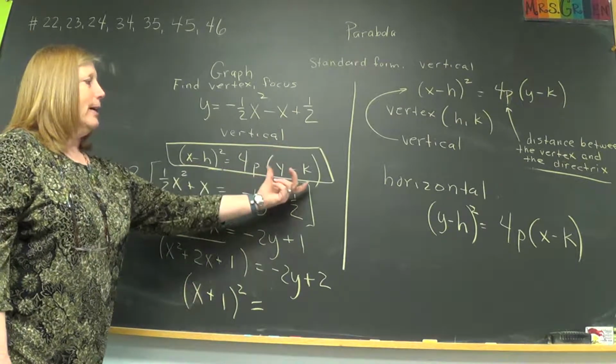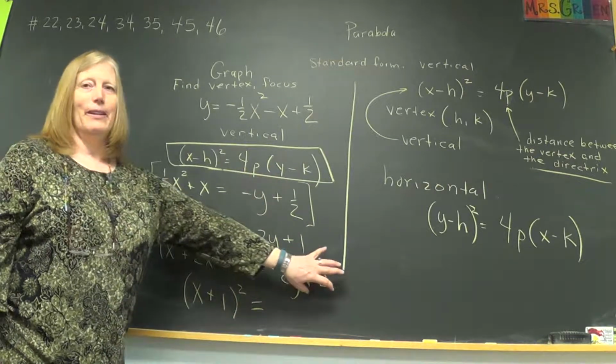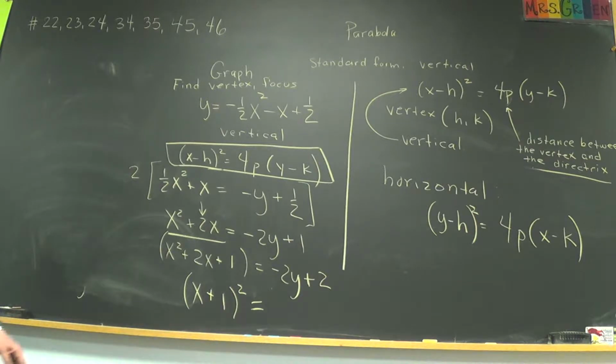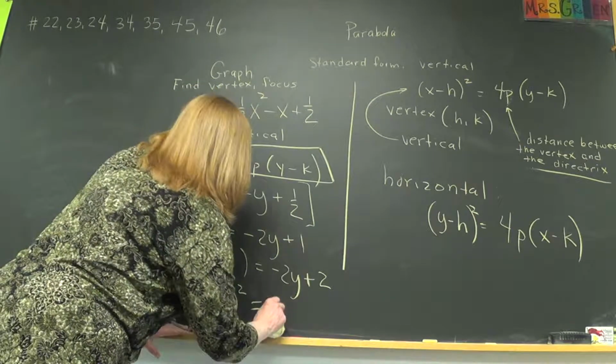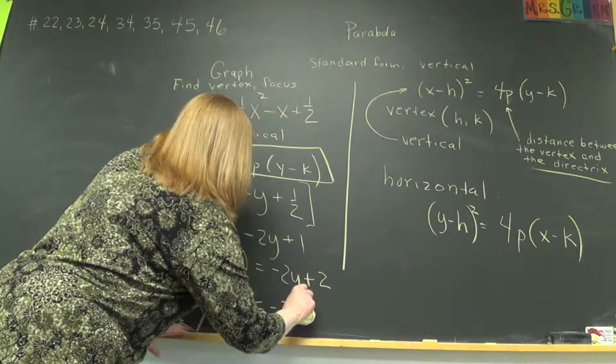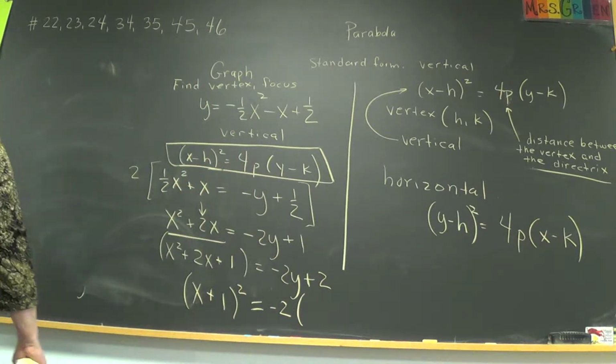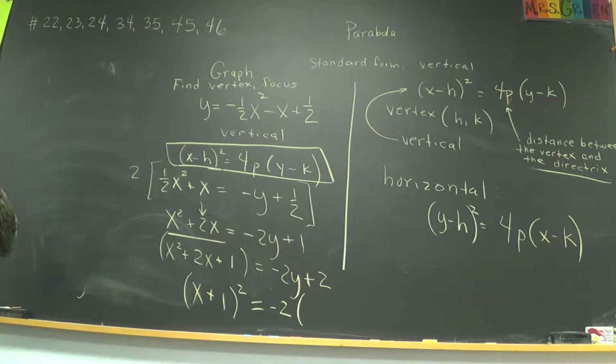What can I do on this side to make it look more like this? I see a set of parentheses on this side, and I don't see a set of parentheses here. What could I do with that? Take out a 2. Right. I'll take out a minus 2 just because I like the y to be positive. So what remains behind? y minus 1. Right. y minus 1. All right.